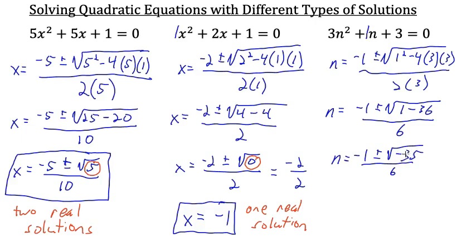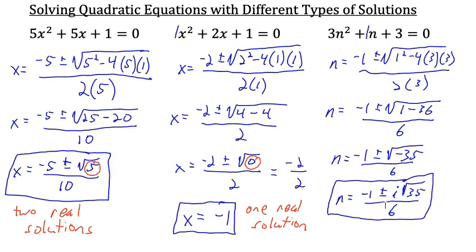Fortunately for us, we can use imaginary numbers to continue and get solutions. So that would be x equals negative 1 plus or minus the imaginary number i times the square root of positive 35, all of that over 6. i equals the square root of negative 1. So the square root of negative 35 just equals the square root of negative 1, or i, times the square root of 35. So here's our solution.